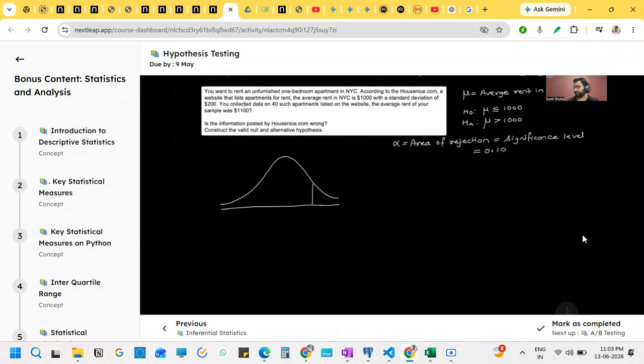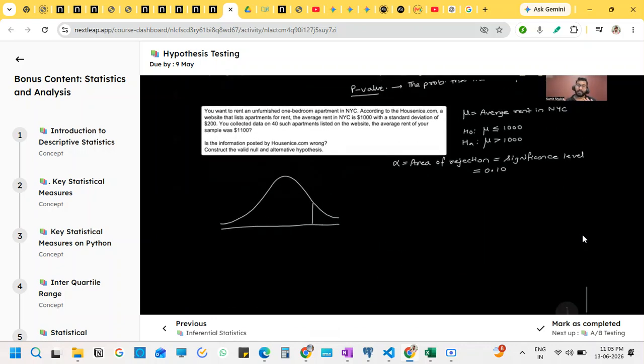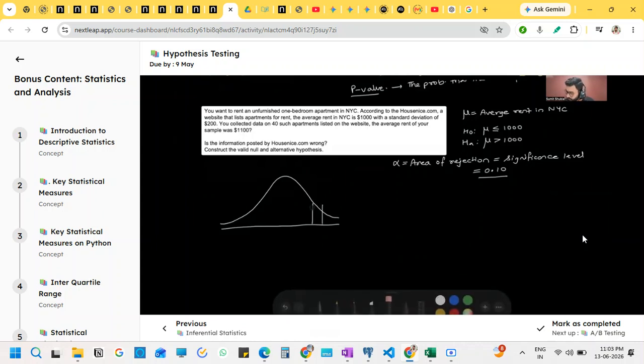Let me draw this. Now I want to find out the area captured by the value that I have obtained. Previously we were trying to find the cutoff, and if the value we obtained was beyond that cutoff, we rejected null. Now I will compare area with area. This is the area of rejection, and now I will find the area captured by the value I have found. Let's ignore this cutoff and assume that my value is over here, 1100.